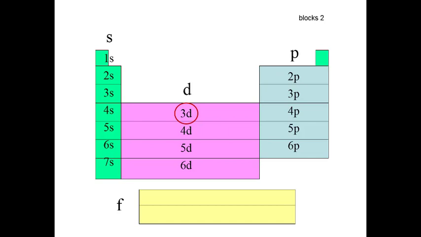If you're wondering why it doesn't start at 1d or 2d, recall from our discussion of quantum numbers that d orbitals are not present until you get to the n equal 3 level. 3d orbitals are the lowest energy d orbitals. The top row of the f block has 4f as their highest occupied orbital. As with the s and p blocks, you only need to count down from the top in the d and f blocks to identify the highest occupied orbital.